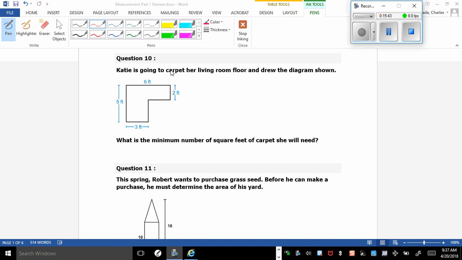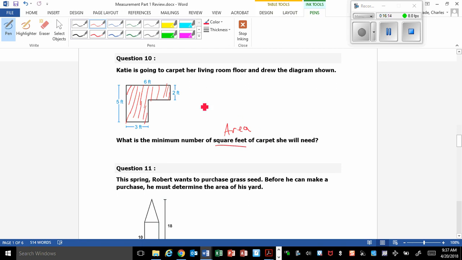So remember word problems. Katie is going to carpet her living room floor and drew the diagram shown. What is the minimum number of square feet of carpet she will need? What that means is how much carpet will she need to cover her floor? Okay, I'm not going to shade the whole thing in, but that's what it means. Buy carpet and you roll it out. So this tells you it is an area question.